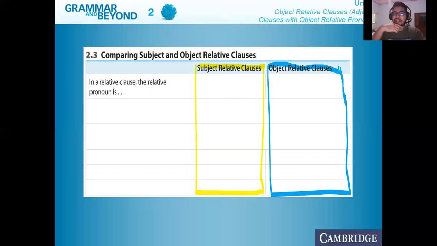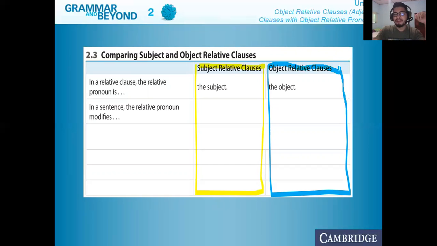In the relative clause, the relative pronoun, in subject relative clauses, is the subject, as I was mentioning. It's the subject of the sentence, or in this case, the subject of the clause. That means that there is nothing else next to it. It's not another pronoun that is introducing it. It's the pronoun and the subject. But in the case of object relative pronouns, they are the object, okay? The object that you're talking about.